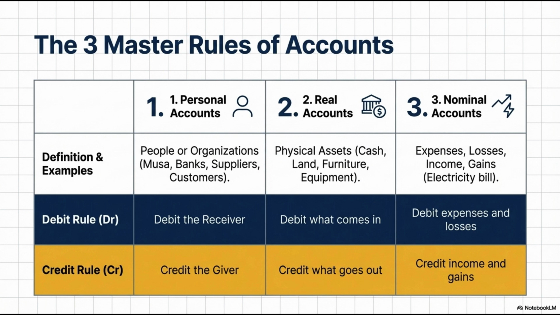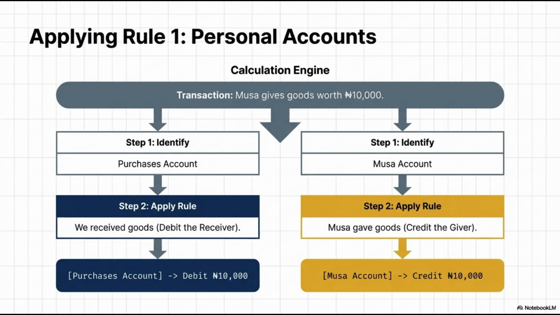The three account rules. There are three main account types. 1. Personal accounts. These are accounts for people or organizations. Example: Musa, bank, suppliers, customers. Rules: debit the receiver, credit the giver. Example: Musa gives goods worth 10,000 naira. Purchases account debit 10,000 naira. Musa account credit 10,000 naira. Meaning, we receive goods, so purchases is debited. Musa gave goods, so Musa is credited.